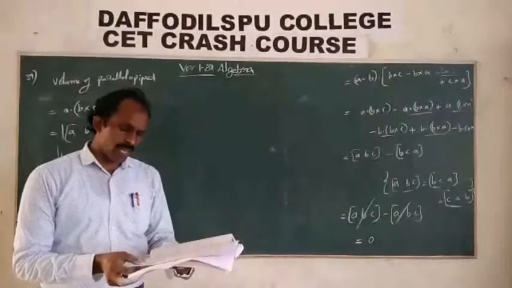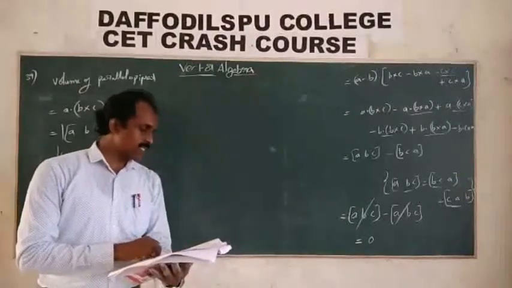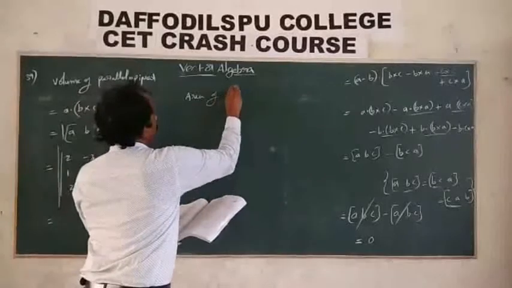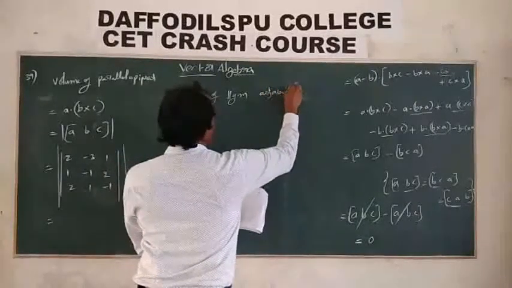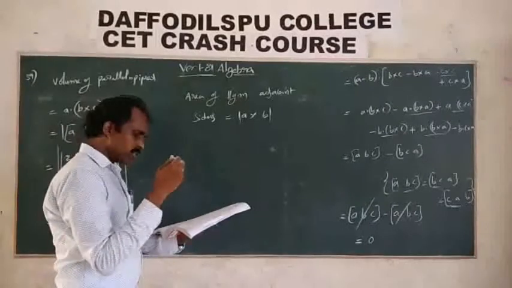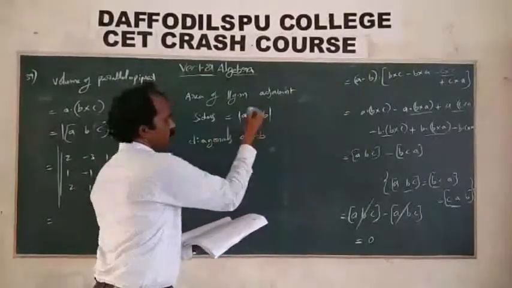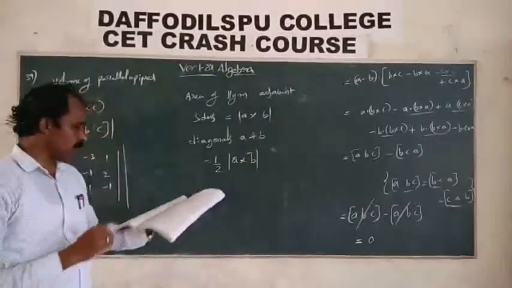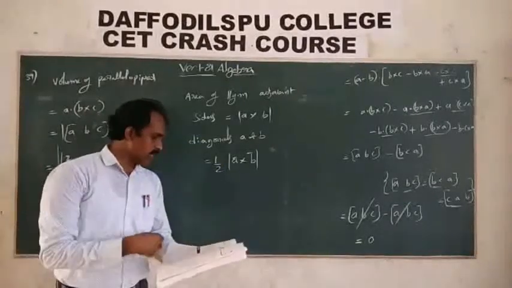Next, 40. The area of a parallelogram with the diagonals as A and B. The area of a parallelogram with adjacent sides given is modulus of A cross B. If diagonals A and B are given, the formula is half times the modulus of A cross B. So the area of the parallelogram with the diagonals as A bar and B bar is half times the modulus of A bar cross B bar. Use this formula.